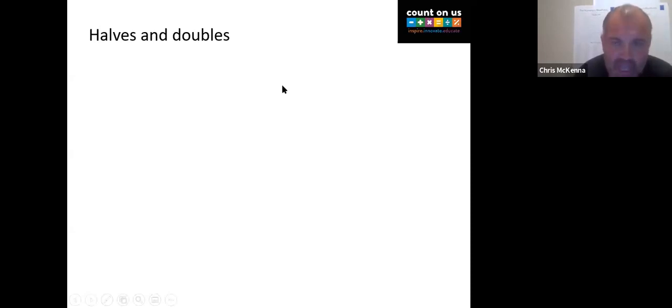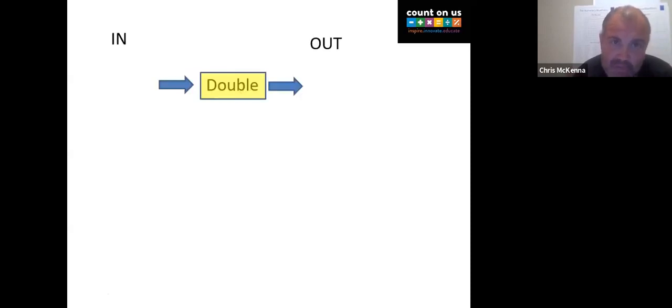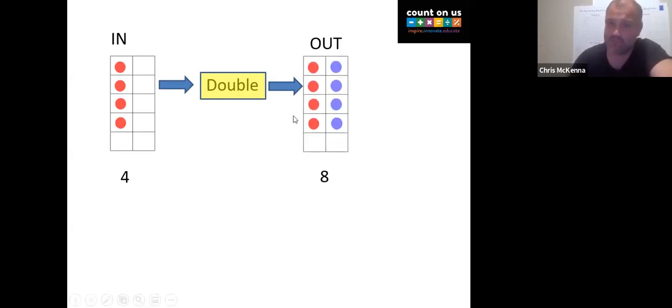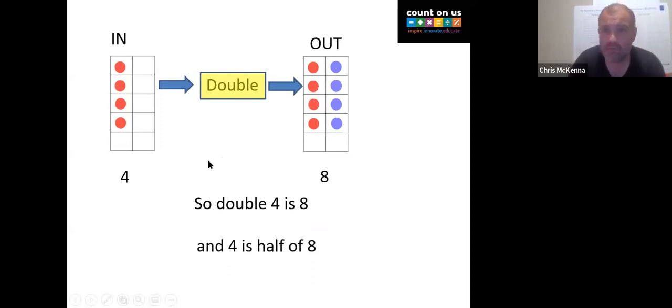Halves and doubles. So again, a really important connection in maths to understand. I'm going to have a wee number machine here that doubles whatever I put in. So I'm putting in the image of 4 dots and the number 4. If I double that, I get 8 out. So what can I say there? Well, I can say double 4 is 8. I can also say 4 is half of 8. So from that wee picture, we can say double 4 is 8, and 4 is half of 8.